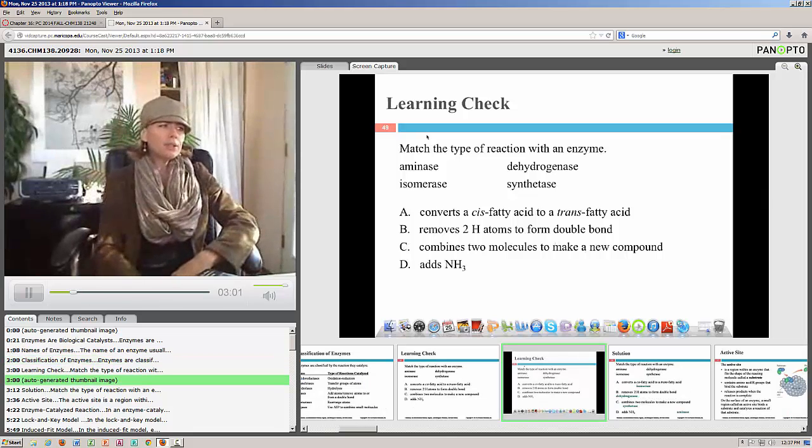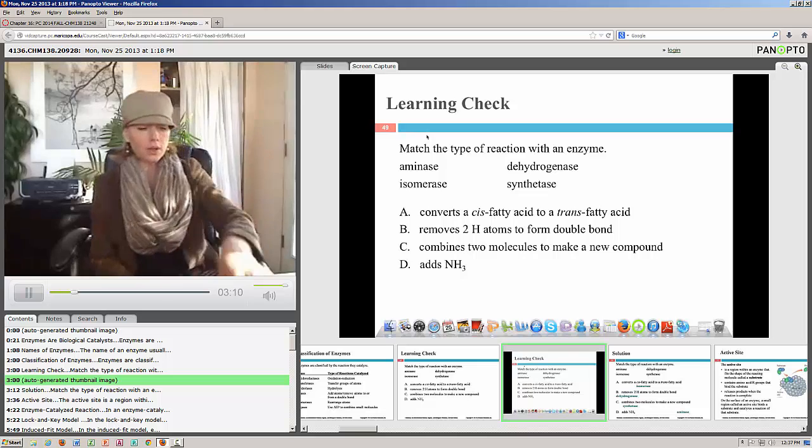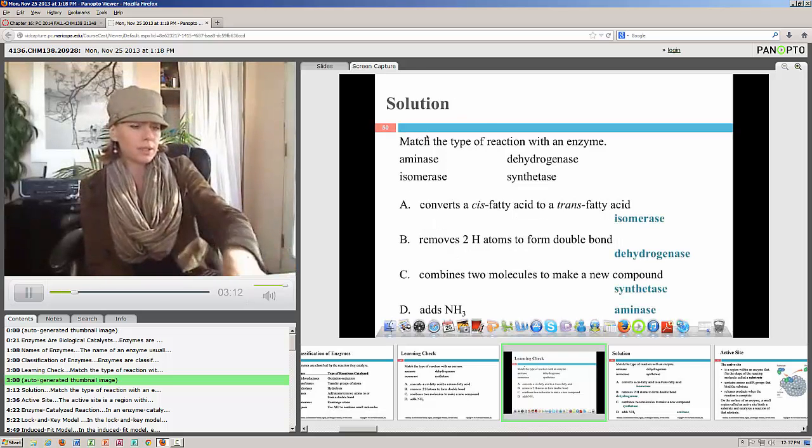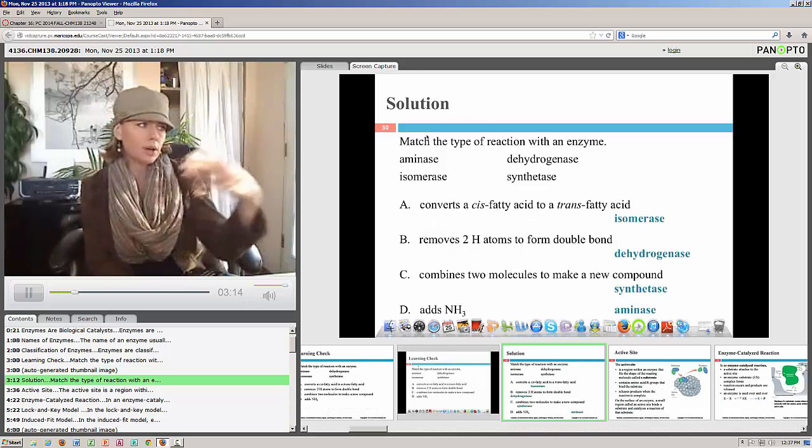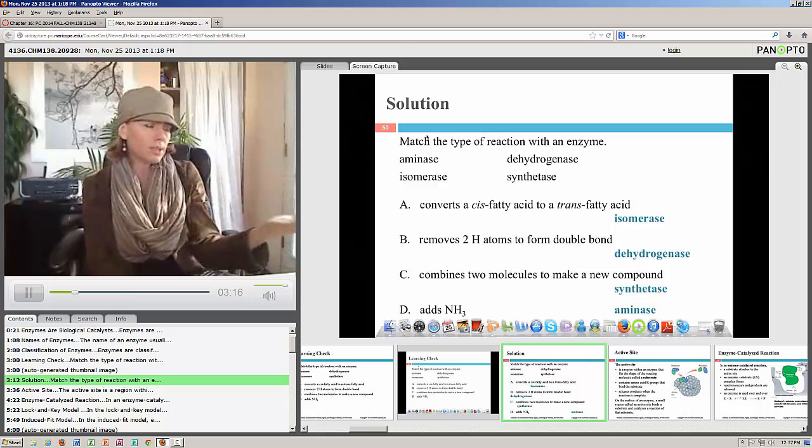Okay, I do not expect you to have a question like this on the final exam. But there may be a question such as this on the homework. So I'm just going to flip through that. And the answers are: for A, you have an isomerase because it's converting from a cis to a trans.